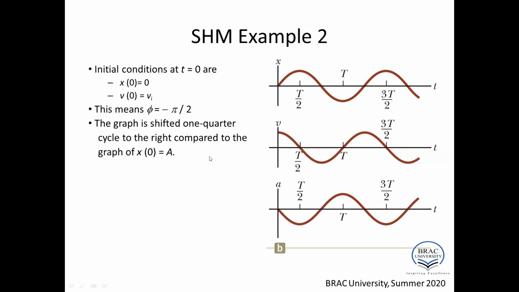Here figure B shows the graphical representation of x versus t, velocity versus time, and acceleration versus time. Here we saw that particularly the graphs are shifted 1/4 cycle.